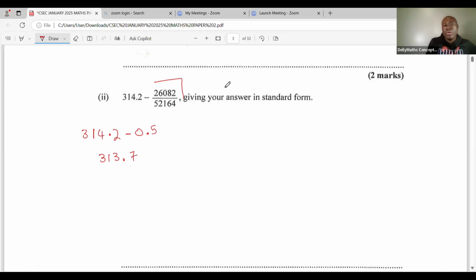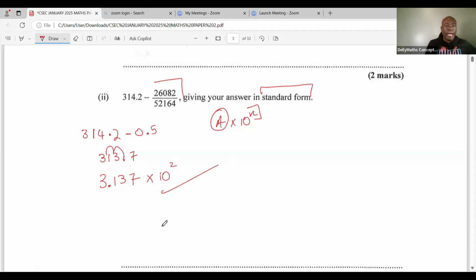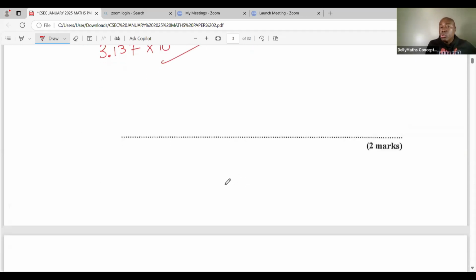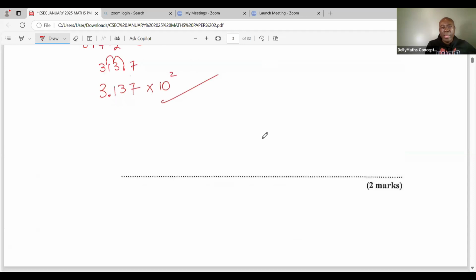We're getting 313.7. Mind you, we want to give our answer in standard form, and standard form must be written as a times 10 raised to the n, where a is a number greater than or equal to 1 but less than 10, and n is an integer. So let's go 1, 2. It's going to come right there, times 10 raised to a positive 2. That's what we have for that answer, another 2 marks. Quite easy 2 marks there.